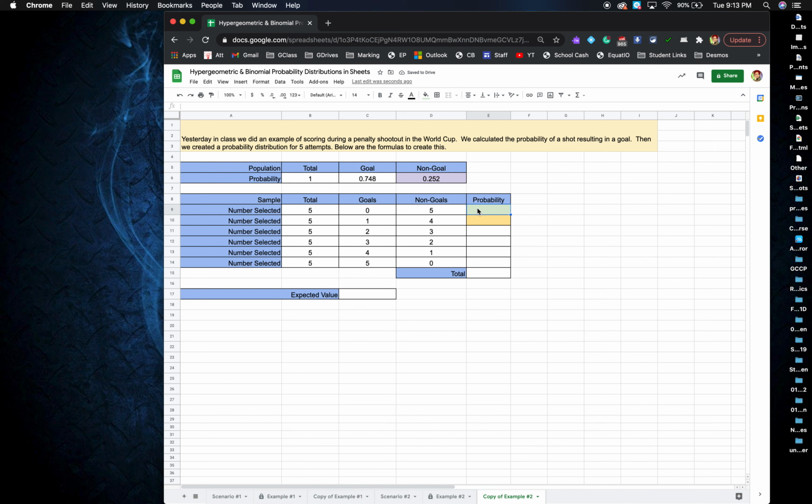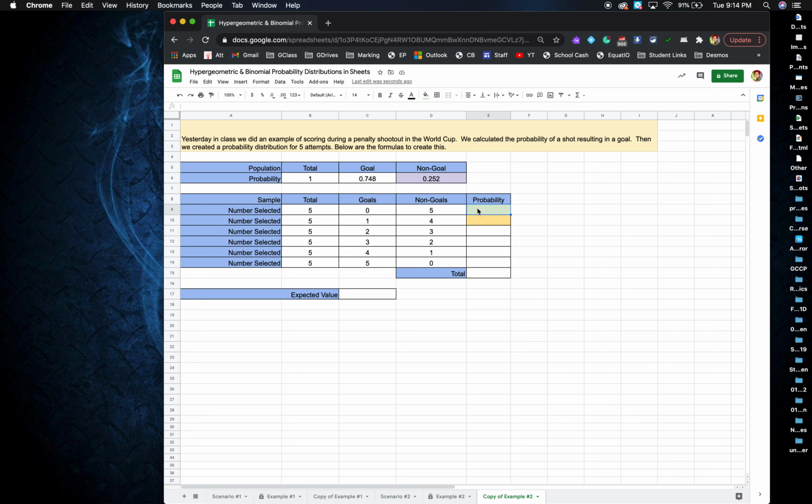Now, for probability, this is a binomial probability because it's independent trials. Every single shot has the same probability of going in, or at least we're making that assumption. We only have 2 particular outcomes. Either it's a goal or it's not a goal. We don't care how it's not a goal. I don't care if I missed the target. I don't care if the goalie saved it or what happened. All I care is that it's not a goal, because that's all that matters in the end. So that's what makes it binomial.